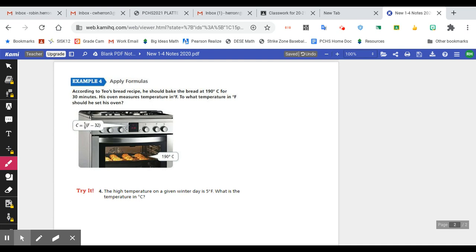So, example 4. According to Teo's bread recipe, he should bake the bread at 190 degrees Celsius for 30 minutes. His oven measures temperature in degrees Fahrenheit. So to what temperature in degrees Fahrenheit should he set his oven? Okay, so here is the formula for Celsius. We need to change it so that it's solving for Fahrenheit. So Teo can bake his bread. So we have C equals 5/9 times F minus 32.